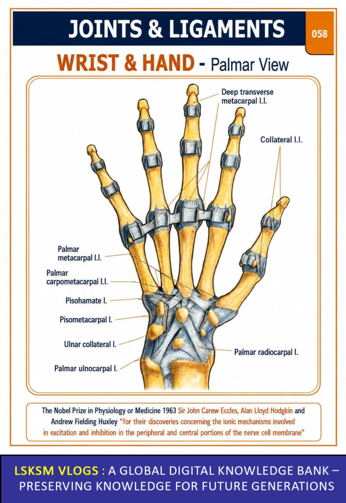Wrist and hand, palmar view. The wrist and hand contain many small joints and ligaments that enable precise movements. They provide flexibility for grasping, writing, and handling objects.